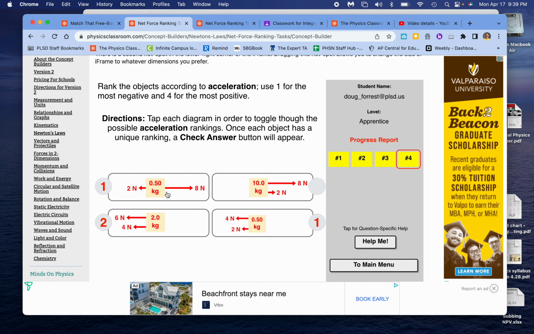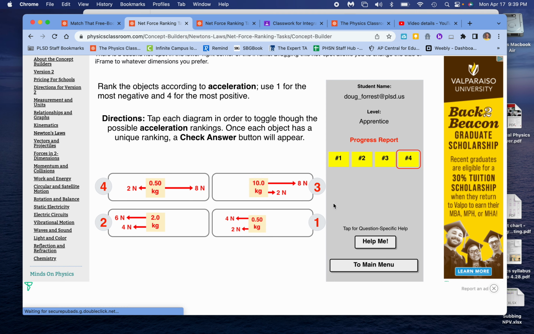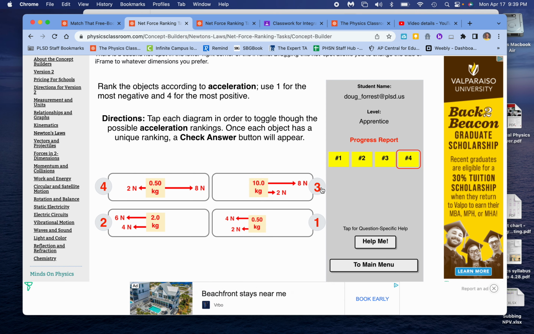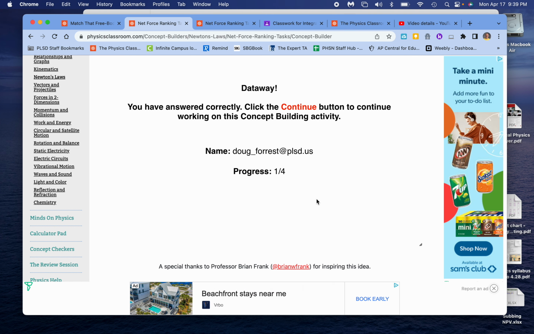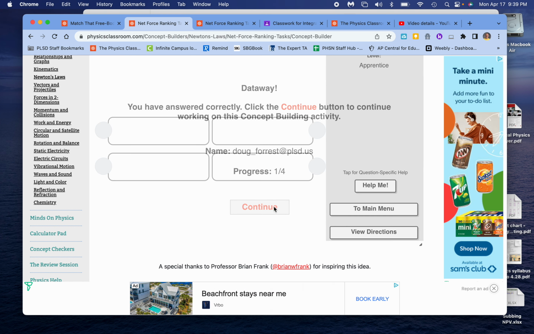So this would have the most positive acceleration, so that's number 4. This would have the second most positive acceleration, so that's 3. So most negative is 1, next most negative is 2, then 3 is not as positive as the highest number, which is 4. So I think I did that right. Yep. So you do those same sorts of things.